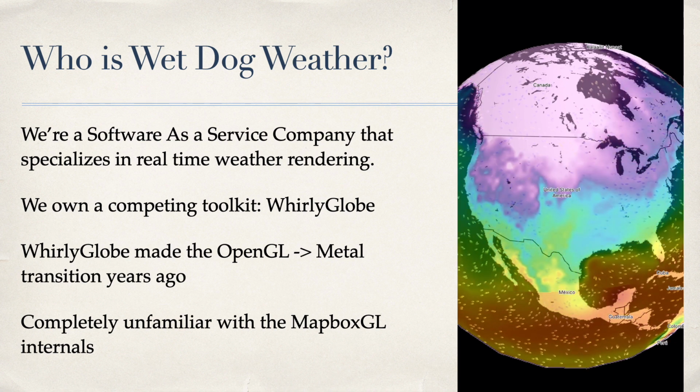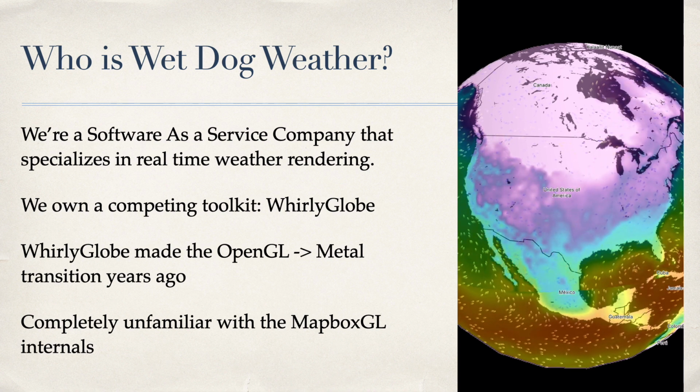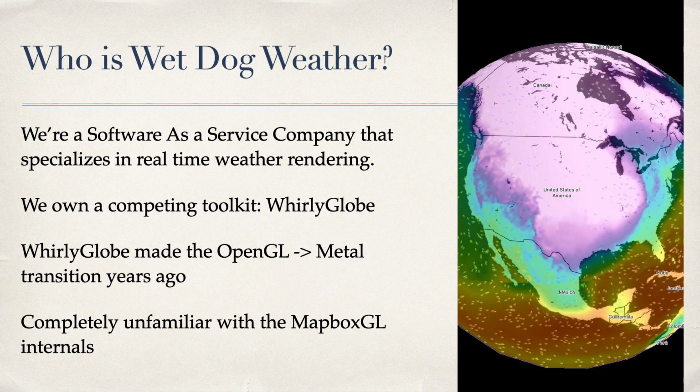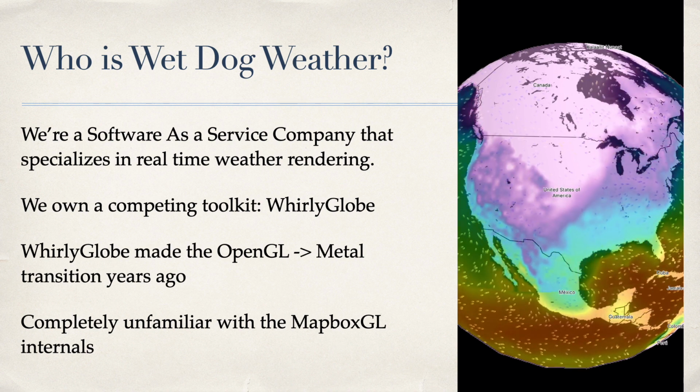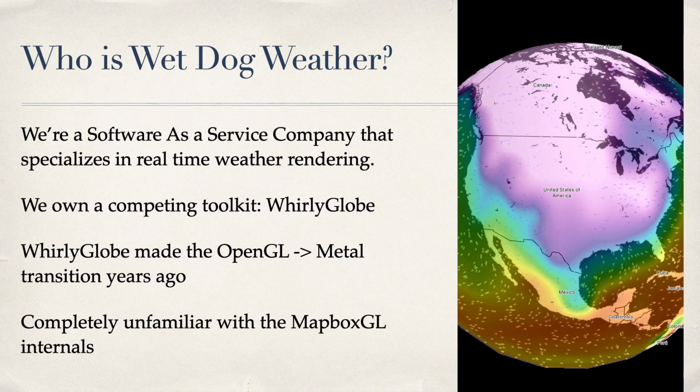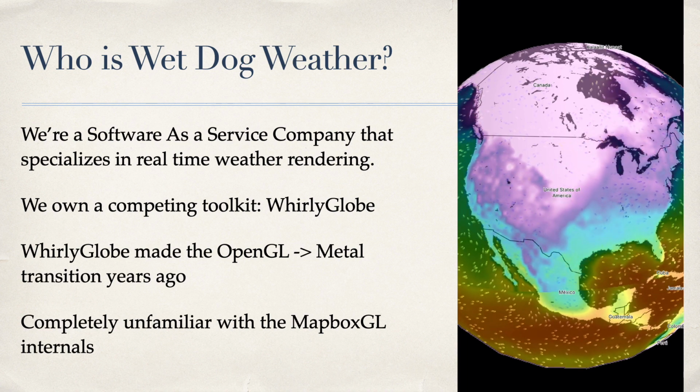We're a software as a service company, and we specialize in real-time weather rendering. So weather apps and dashboards and things like that. That's what we do. We have our own competing toolkit called Whirly Globe, and this actually comes from a consulting company that I owned for quite a few years. So that's our open source toolkit, and we own it. And we made the transition from OpenGL to Metal years ago.